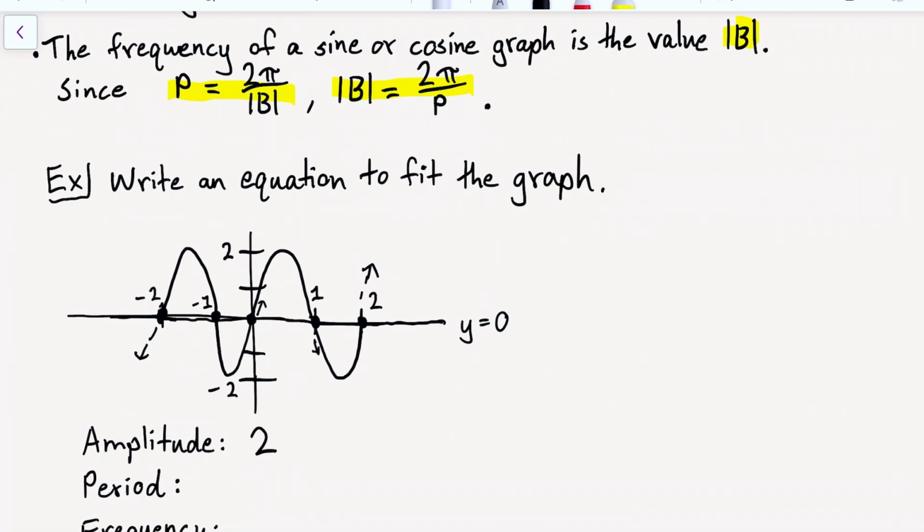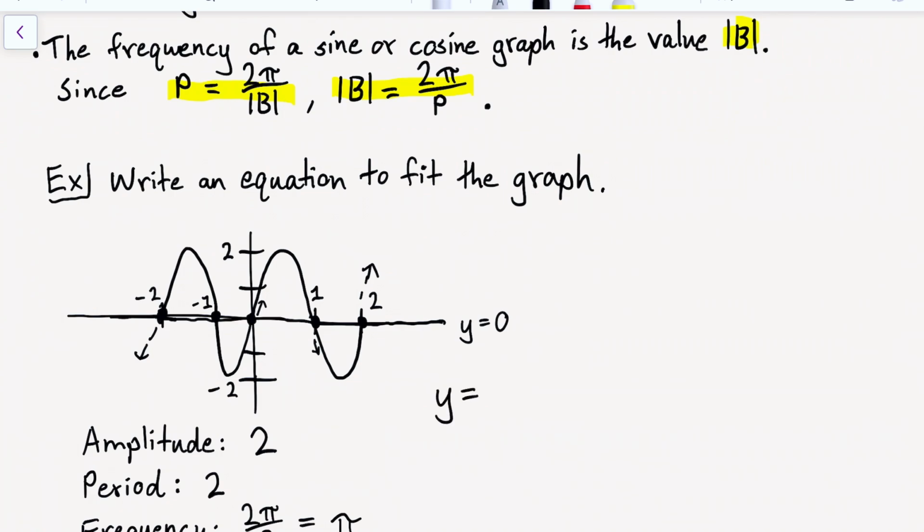Finally, the amplitude is 2, the height above or below the midline. The period is also 2. Now, if the period is 2, what is the frequency? Well, it's 2 pi divided by 2. The frequency is pi. That is the coefficient that's going to go into our equation of the sine graph.